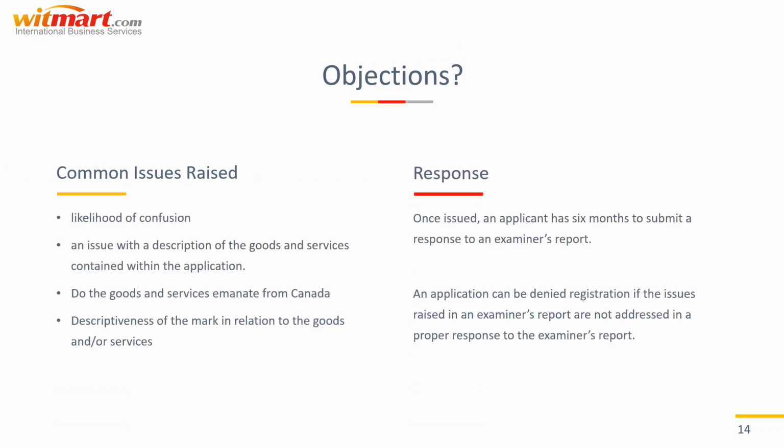If the examining authority raises objections to the application, can the applicant take measures to correct it? If the CIPO examiner finds grounds for a rejection, in many cases an examiner report will be issued, also known as an office action. The examiner's report will outline the objections raised by the examiner when reviewing the application. Common issues raised in examiner reports include likelihood of confusion with another registered trademark, an issue with the description of goods and services contained within the application.